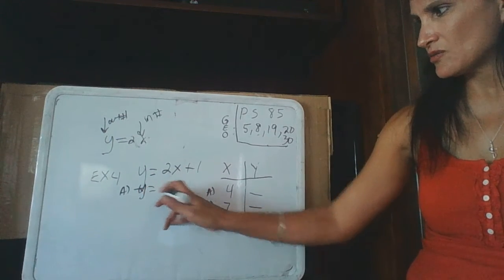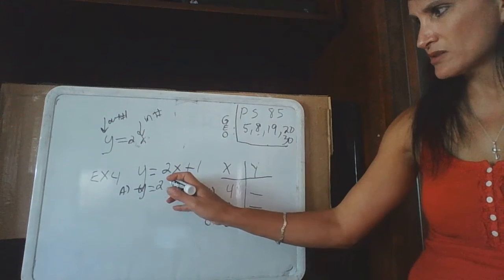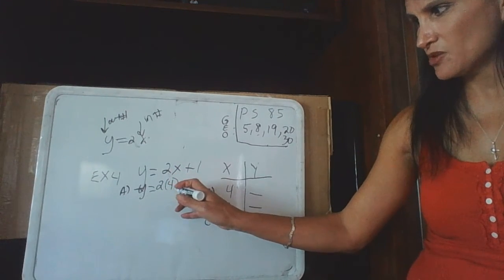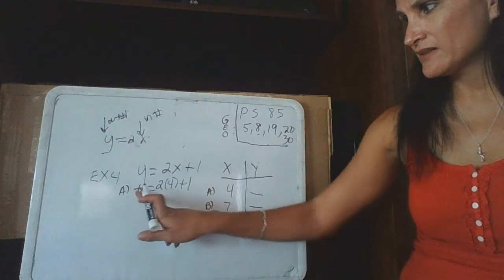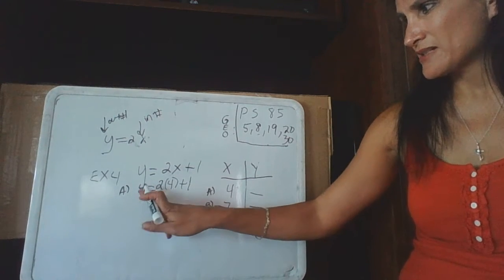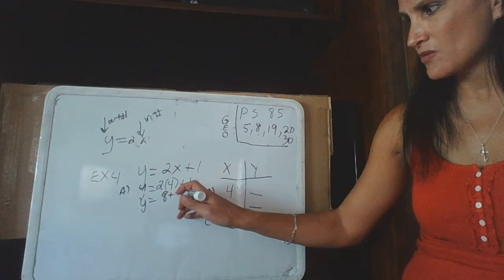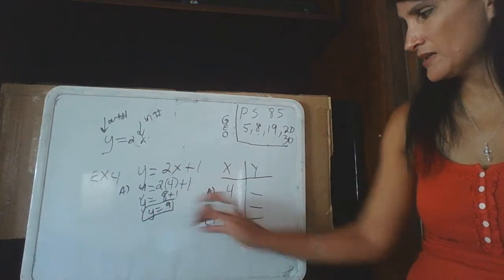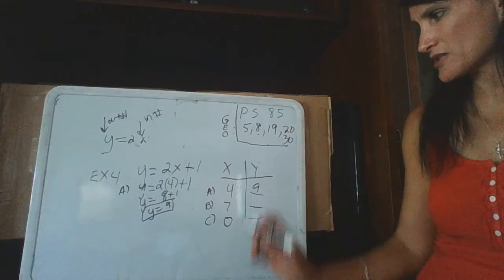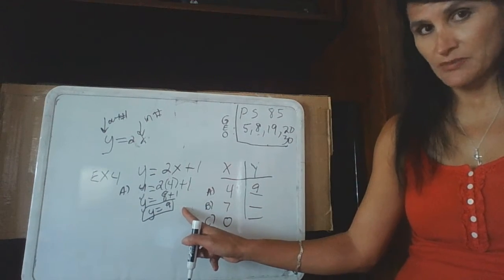Y equals 2 times my x. My x is 4, so I'm going to put a parentheses because I want to multiply, and put a 1. That's going to solve for A. Okay? So then I'm going to say y equals 8 plus 1, therefore y equals 9. And I'm going to plug it into my chart. Y equals 9.